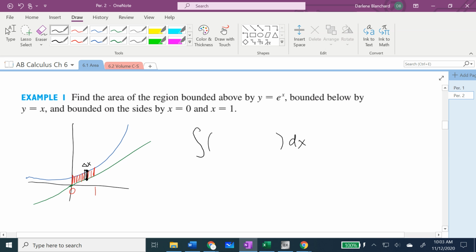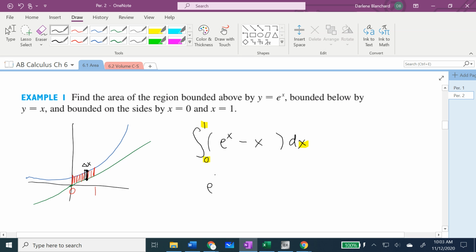So the top function is e to the x. The bottom function is x. And we are only going between x equals 0 and x equals 1. Whatever variable that differential uses, that tells you who this is the boundaries for. These are the boundaries that x will get to exist within. So you're going to write the integral down, then you're going to solve the integral and go, yay! And that's about it.